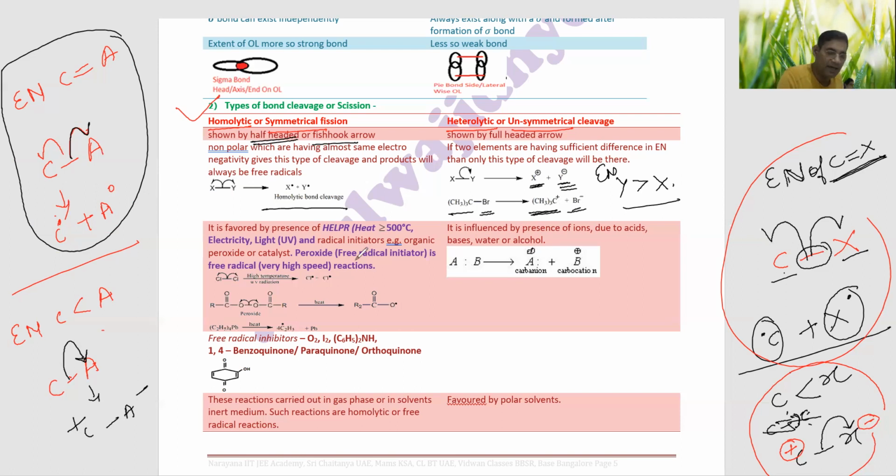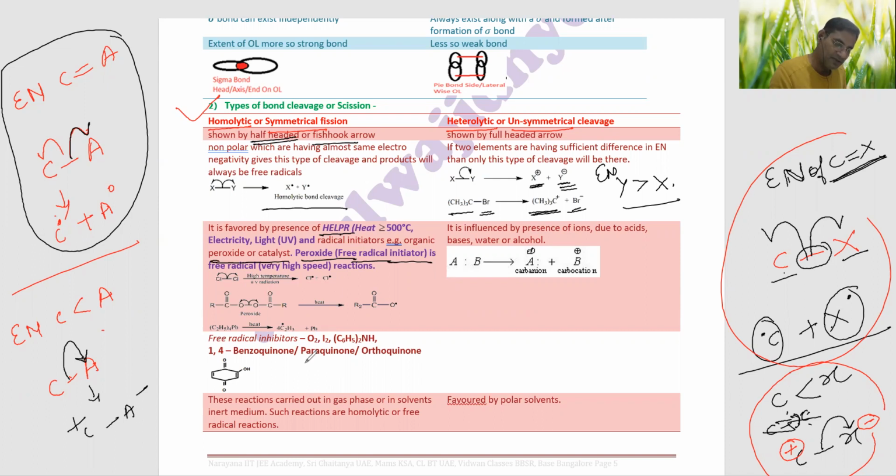And what are the conditions required for homolytic cleavage or symmetrical fission? The conditions required are HELPR. H means heat, E means electricity, L means light, that is ultraviolet light, heat means 500 degrees Celsius temperature or more than that. P is peroxide and R is reaction. So heat, electricity, light, and initiators, that is organic peroxides or catalysts. Peroxides are free radical initiators, and such reactions are called free radical reactions, which are very high speed reactions. See, they have given these two examples.